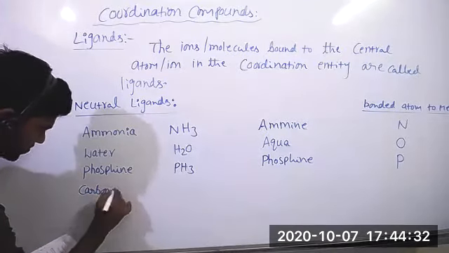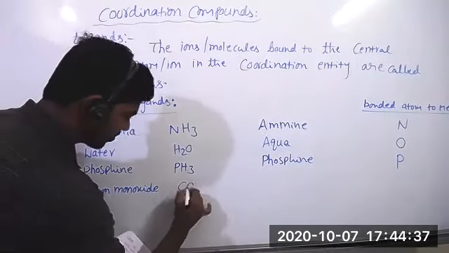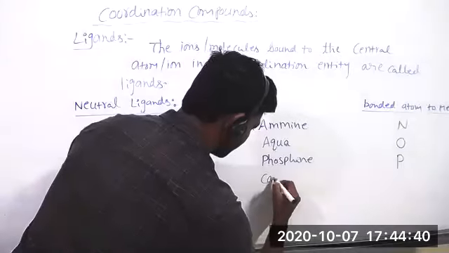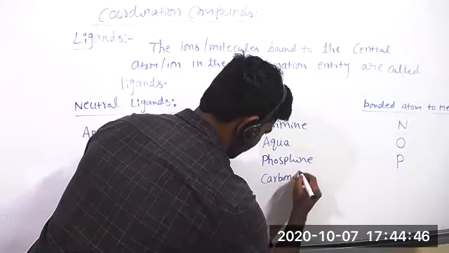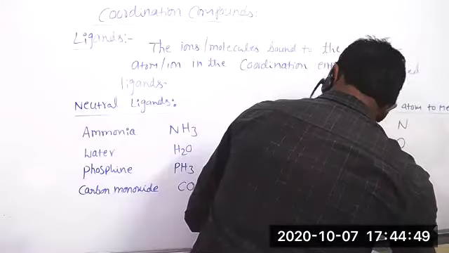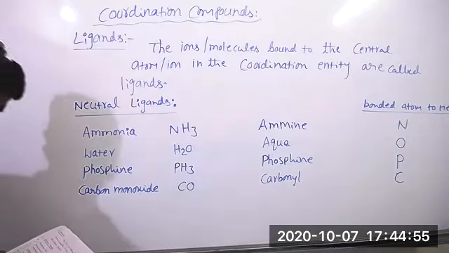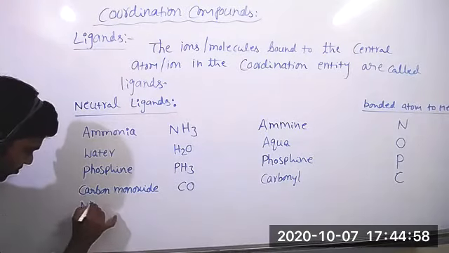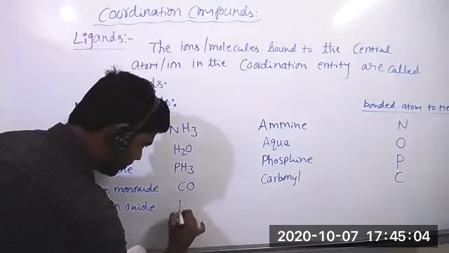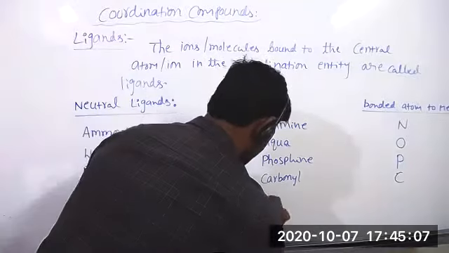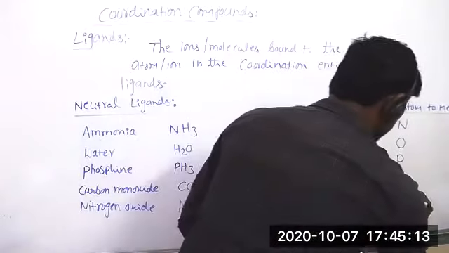Okay. This is carbon monoxide, CO. Here it is used as carbonyl. Carbon is linked to the central metal atom. Next, nitrogen oxide, NO. This is called nitrosyl. This is rare; we use this ligand. Nitrosyl: N is linked to the central metal atom.